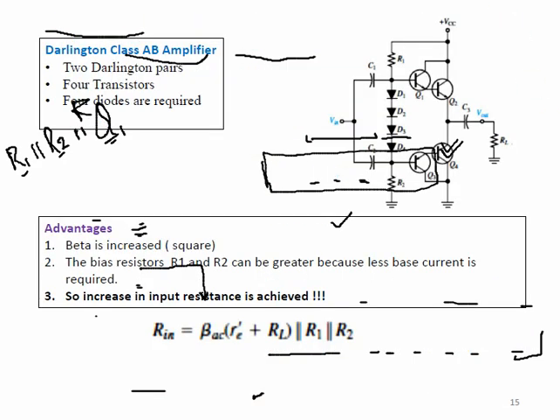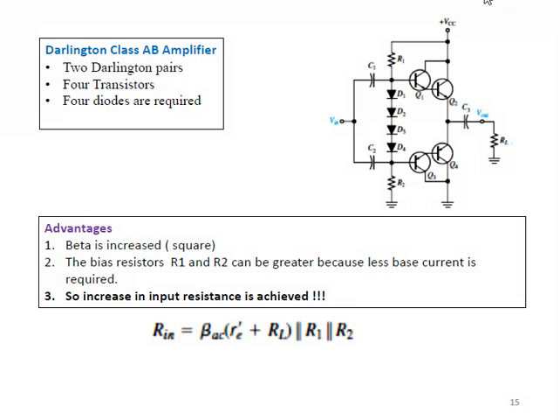In the Darlington pair, instead of a single Q1, we have a pair of transistors, so two Darlington pairs, four transistors you can see. And since you have four transistors, to overcome the crossover distortion we need four diodes. In this case, we can see we have a combination of four diodes.